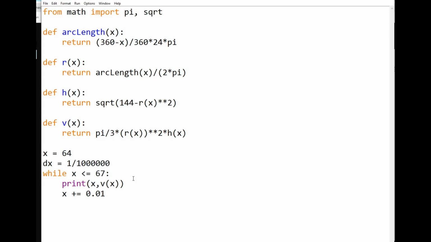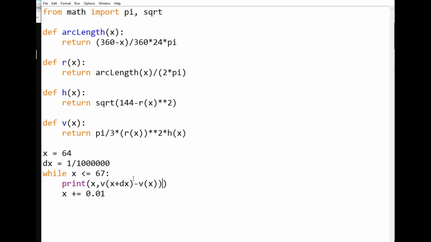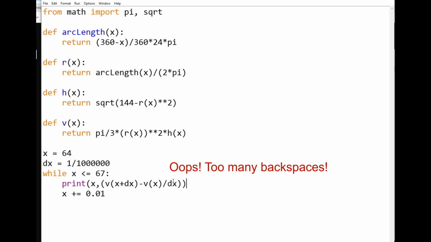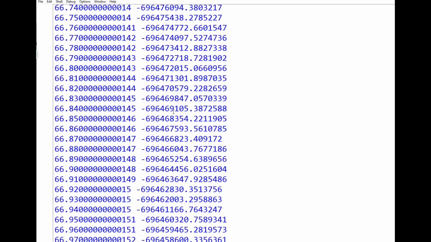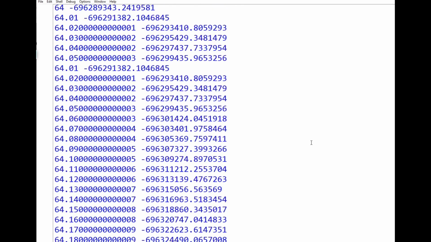So we want to print out the volume of x plus dx minus the volume at x, and then divide both of those by dx. It's the slope. So that's the rise and the run is dx. Let's run that and see what happens. All right, really negative. That's definitely not right. Let's see.